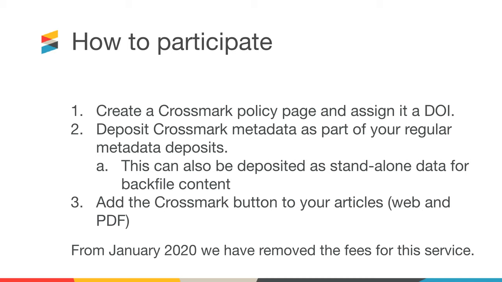Then you can just start depositing Crossmark metadata as part of your regular metadata deposits. At its absolute simplest, if there are no updates, this is just a small snippet of metadata that includes the DOI of the content. Again, more details of this are available on our website. But obviously, you need to also start registering any updates that should happen to your content as they appear. As with the Similarity Check URLs, you can deposit Crossmark metadata for your current content just as you would with your normal deposits, but you can also go through your back file and just add Crossmark metadata separately.